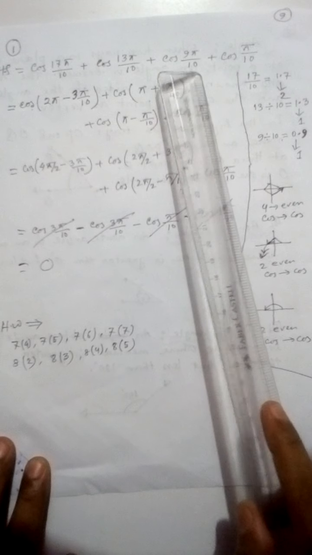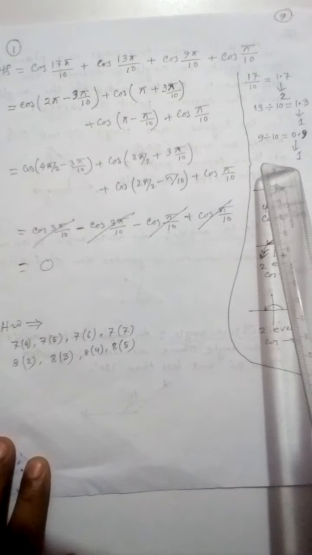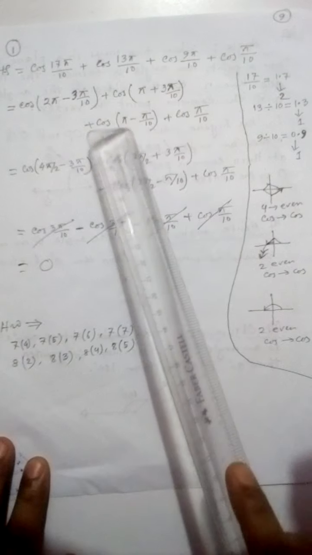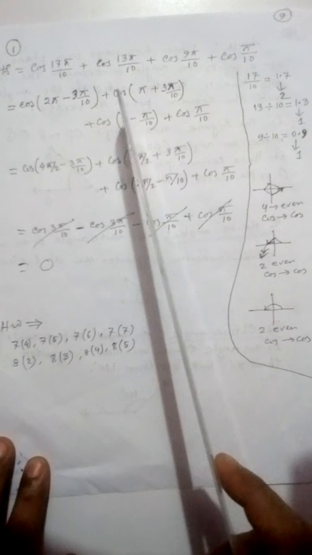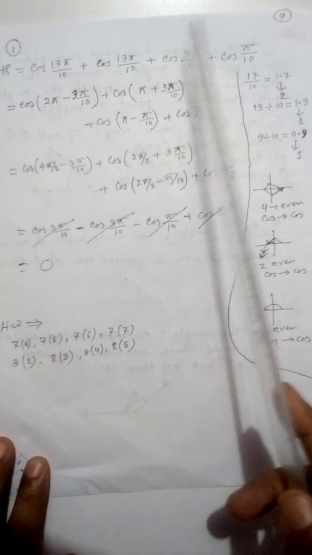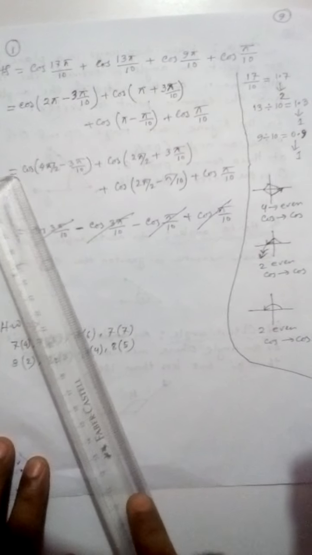Again similarly 9π/10: 9 divided by 10 is 0.9, approximately 1, so we can write cos 9π/10 as cos(π minus π/10). Here the LCM is 10, 10π minus π means 9π/10, so we use the minus sign. If we use the plus sign, we get 11π/10, but we need 9π/10. Then plus cos π/10, this is no change, it is the same.